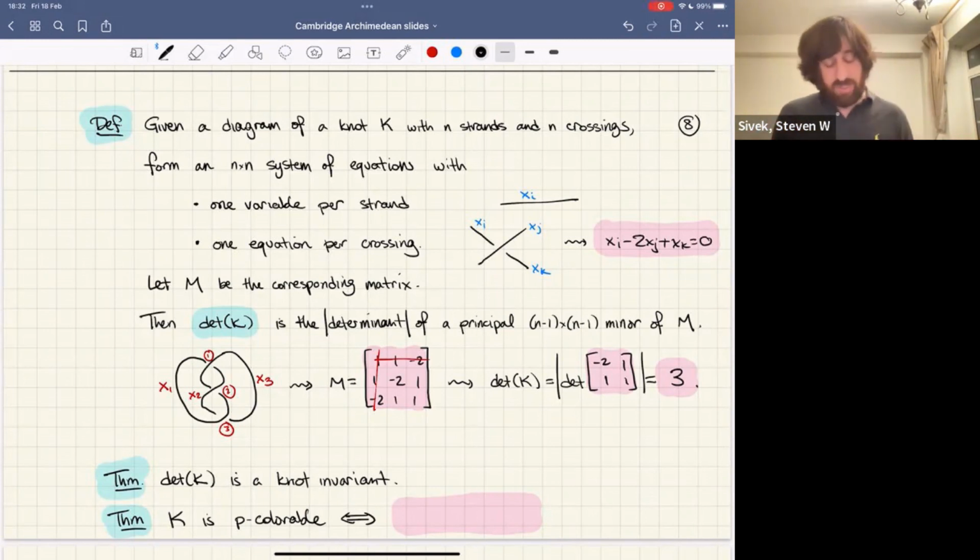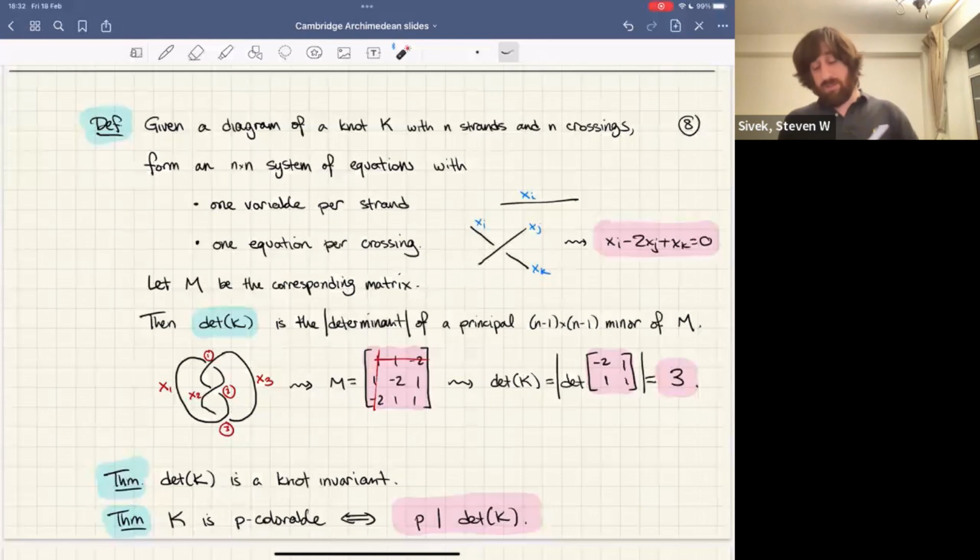And from the argument on the last slide, when is K P colorable? Well, it's when we can solve the system of equations mod P. So that's if and only if P divides the determinant of K. And so now we found a good knot invariant. It's an integer. You know, maybe there could be more information in it. That's all right. But the integer, whatever it is, tells us something about all of these problems simultaneously for all P's, all primes P, that you can P color your knot if and only if P divides the determinant.